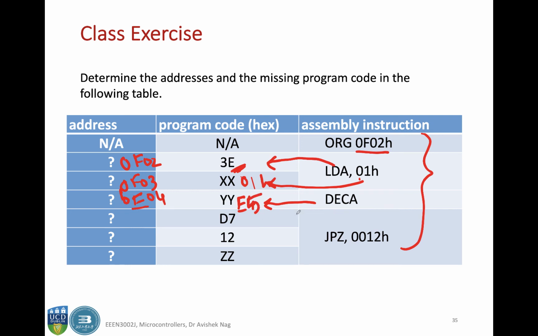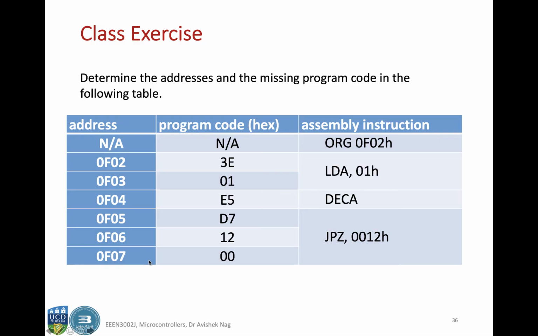And then the jump comes. So jump will be in 0F05, D7, which is equivalent to JPZ, and then your LSB comes here already, and this MSB will be 00, so ZZ will be 00 here, and this will be 0F06 and 0F07. So this is how you should proceed with this type of problem. So this is your final answer.